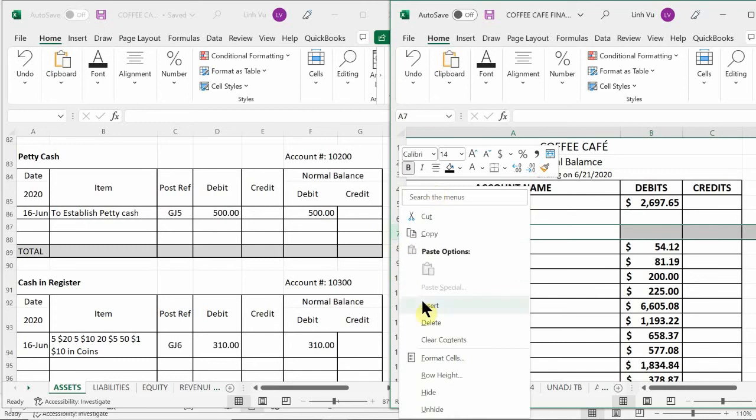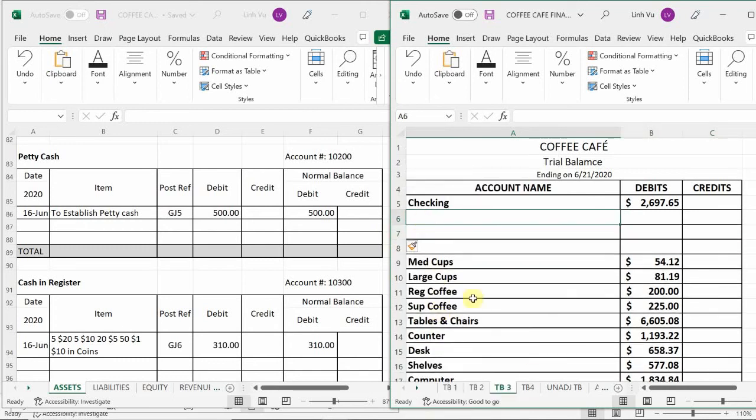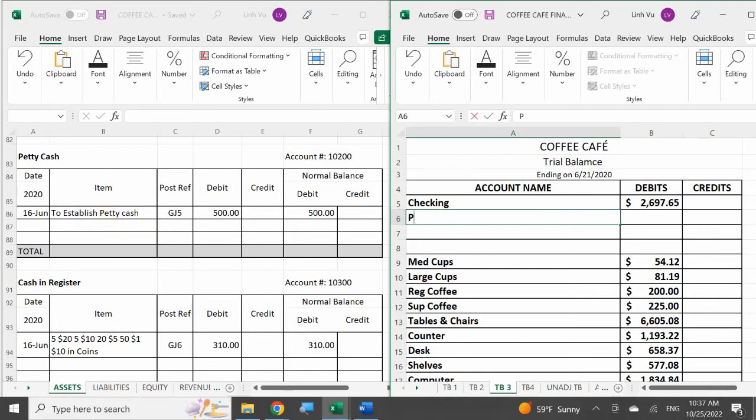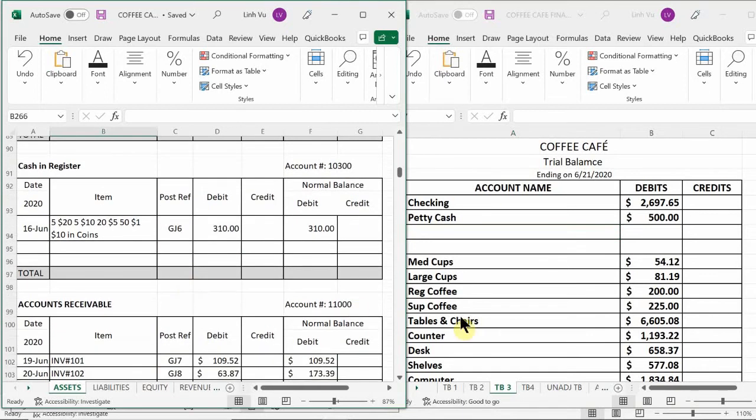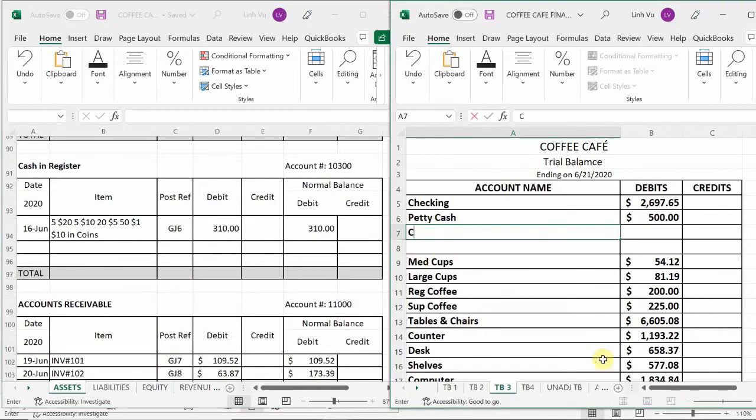And I believe I have accounts receivable as well. So now I can go ahead and insert anything that I have here. So the next one is petty cash. How much is my petty cash right now? 500. What about cash in register? 310.